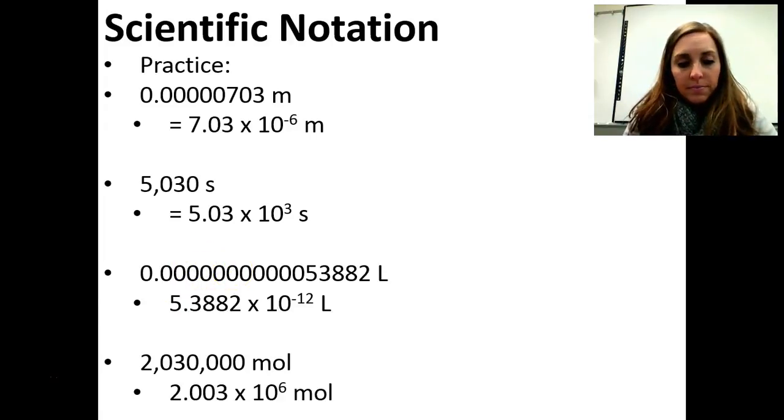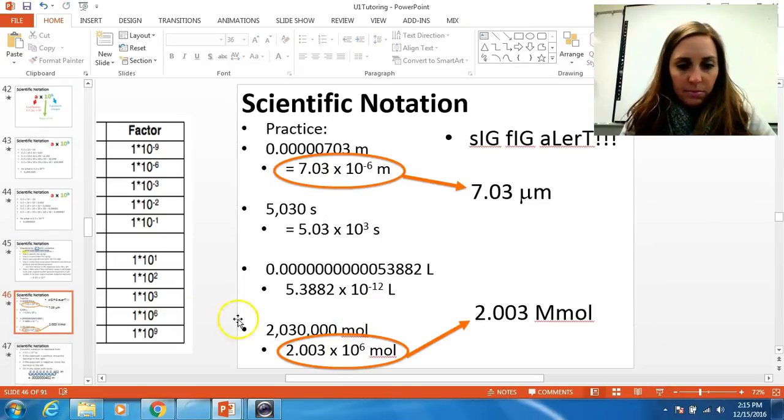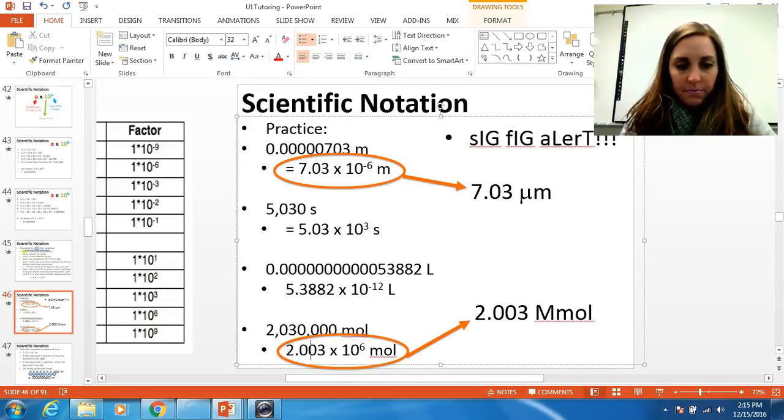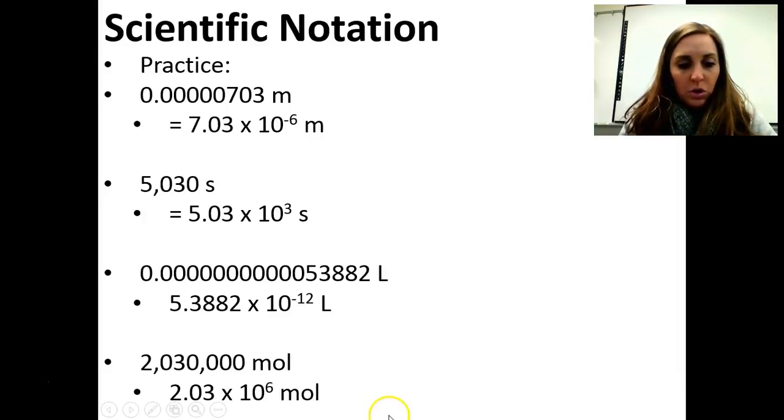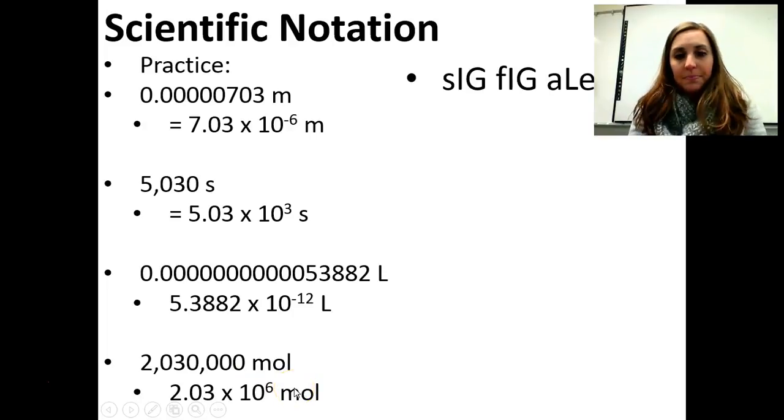2,030 moles, another mistake. 2.03 times 10 to the 6th moles.